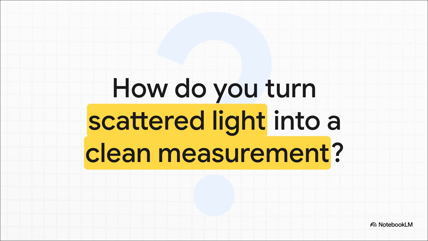Right, but there's a catch. This diffuse light is, by its nature, messy. The signal we get is a jumbled mix of light that got absorbed and light that got scattered. So to get a clean, useful number, we need a way to mathematically untangle those two things. How do you do that?